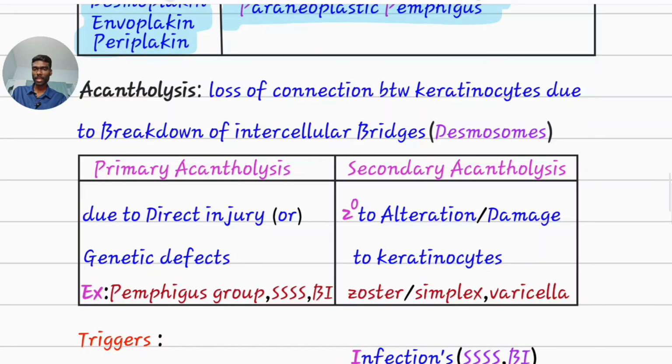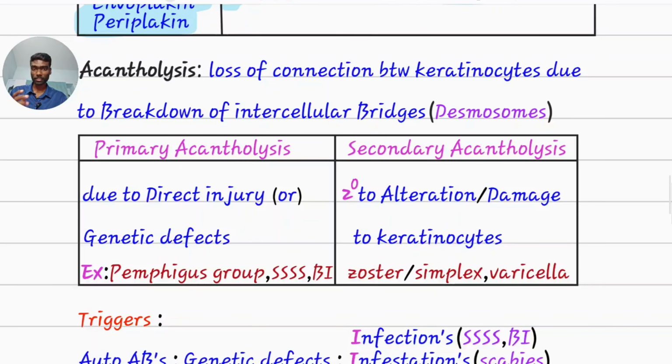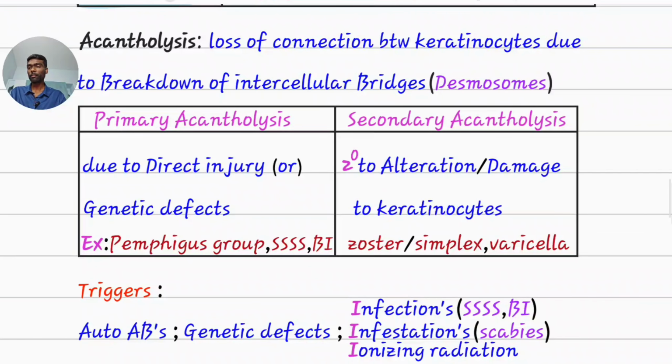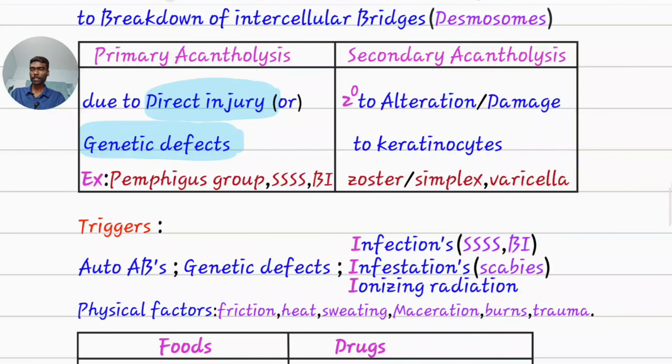What is acantholysis? It is a process where there is loss of connection between keratinocytes due to breakdown of intercellular bridges, that is desmosomes. Then what happens if acantholysis occurs? Both keratinocytes will lose their connection and become acantholytic cells. It is of two types, primary and secondary. Primary is due to direct injury or genetic defects in the structure of the desmosome. So the primary pathogenesis is within the desmosome itself.